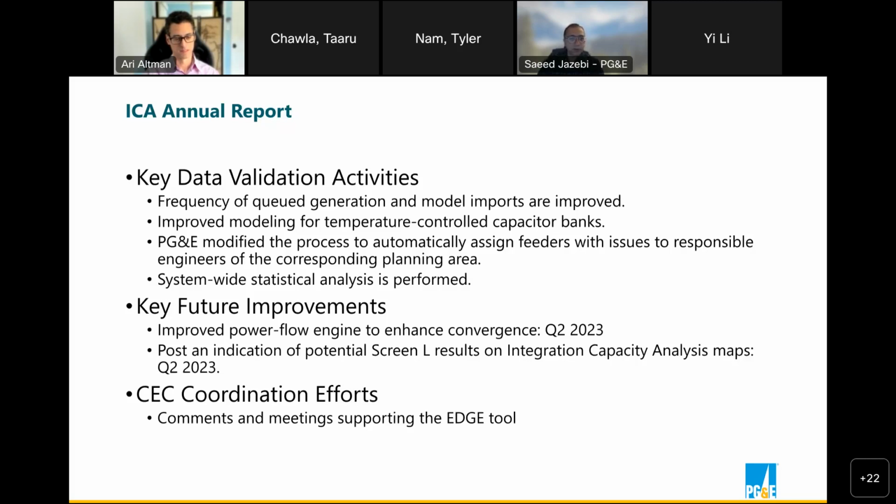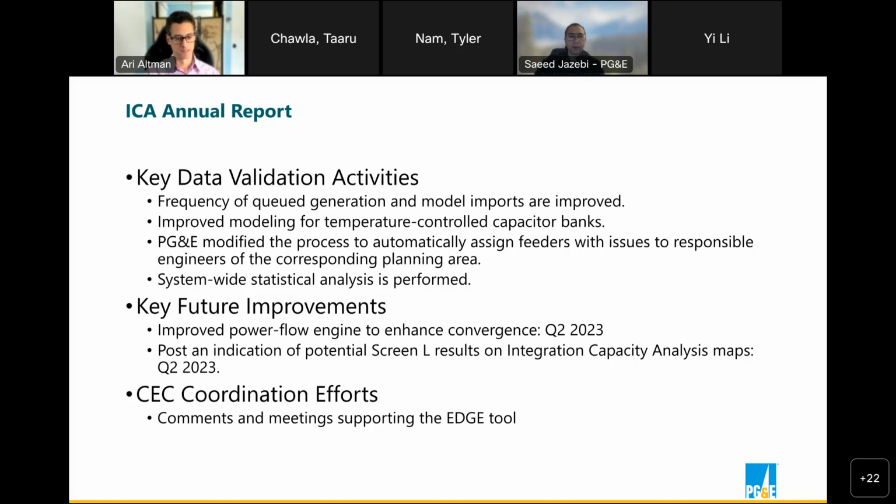So that project was very successful, and the changes will be deployed in the next version of the SIME upgrade, which is Q2 2023, as I discussed before. And PG&E is planning to post an indication of screen error results on its ICA map, which helps DER developers that are going through the Rule 21 interconnection process. This is also scheduled for Q2 2023.